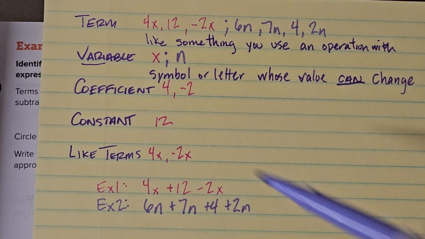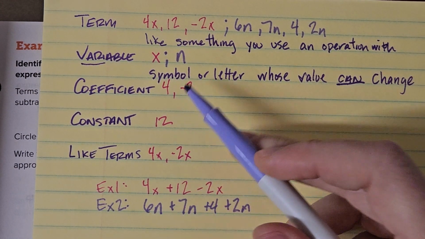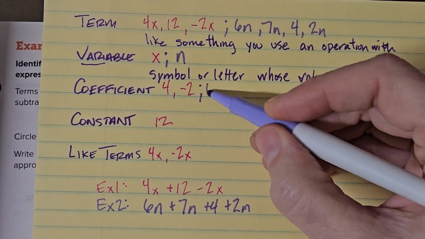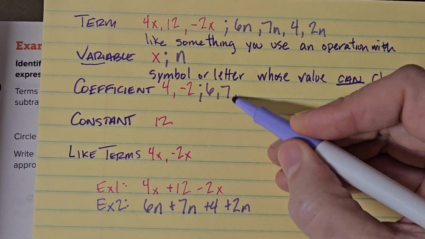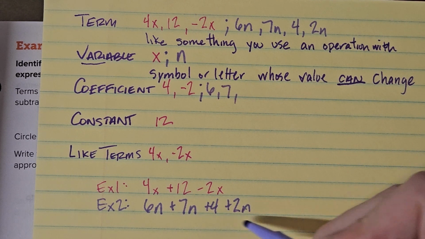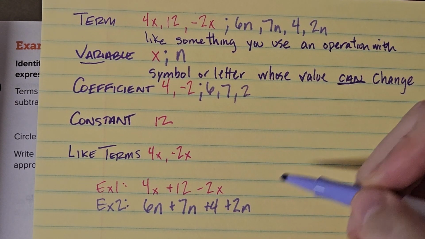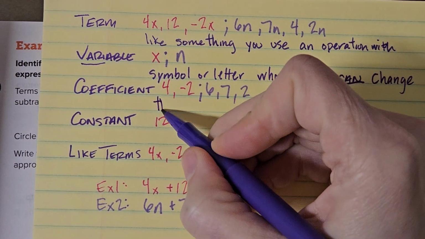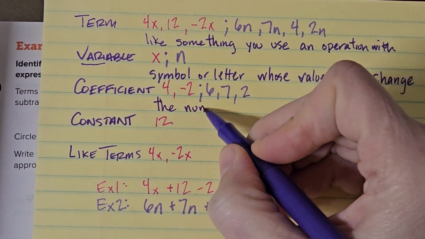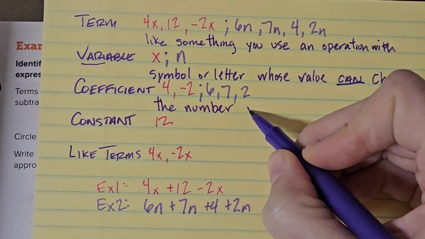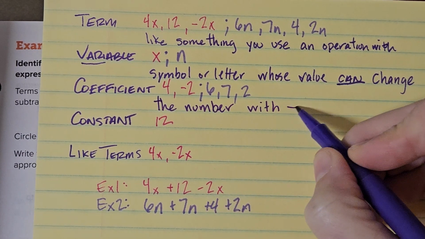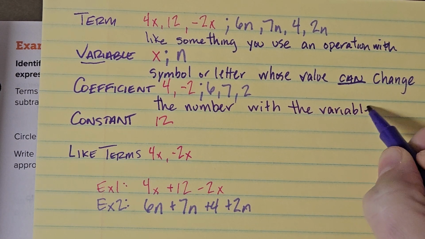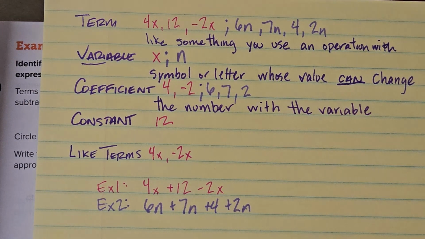Okay, let's look at the coefficients down here. Remember, the coefficient was the number in front of the variable. Oh, so the 6, a 7, there's no variable here, there is a variable here, so the 2. All right, so our coefficient, the number with the variable in a term.